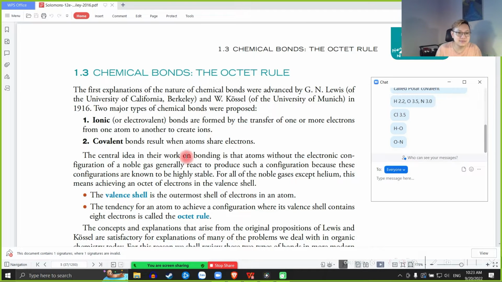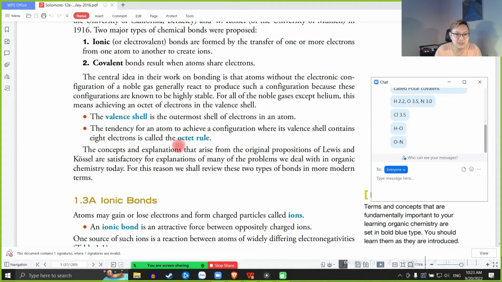Okay, now let's go to valence shell, octet rule. So valence shell is the outermost shell of electrons in an atom. So that's where reaction happens. Because when reaction happens, it's the outermost shell of the atoms that react with each other, isn't it? So it's a valence shell.